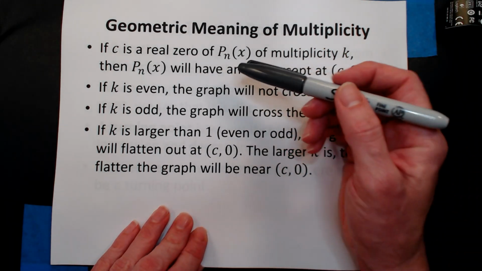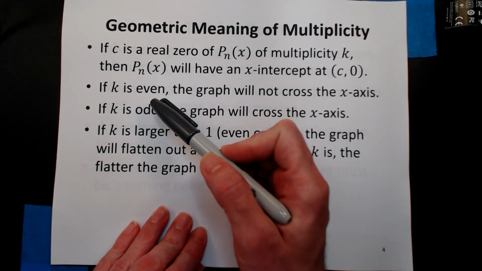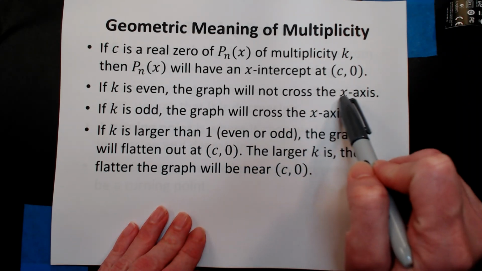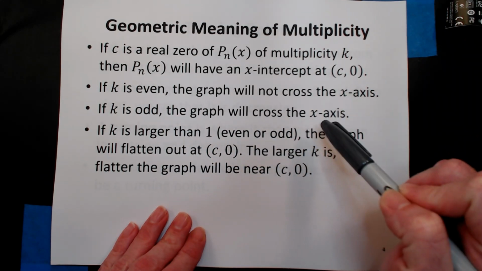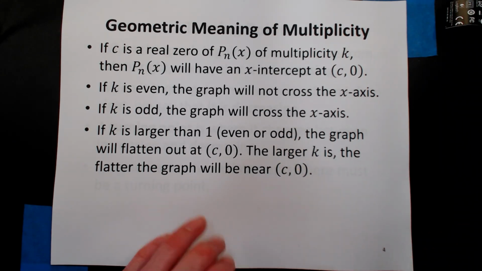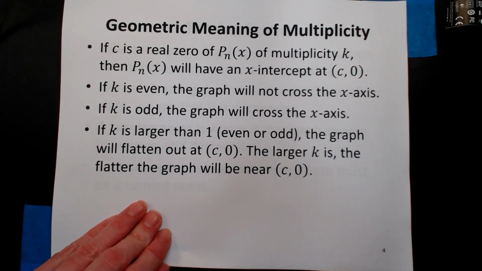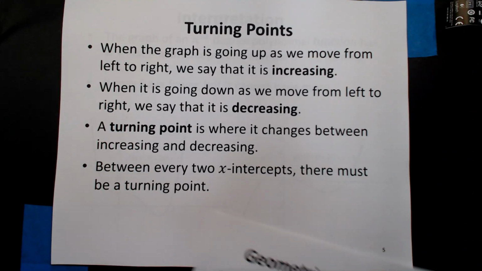So basically, if you think about it, if you were to go through a door an even number of times, what side of the door would you be on? The same side you started with. In other words, you wouldn't cross over the x-axis. You just touch it and move on. And then for odd, you would actually go through it. It's like if you went through a door an odd number of times, you'd be on the opposite side from where you started.